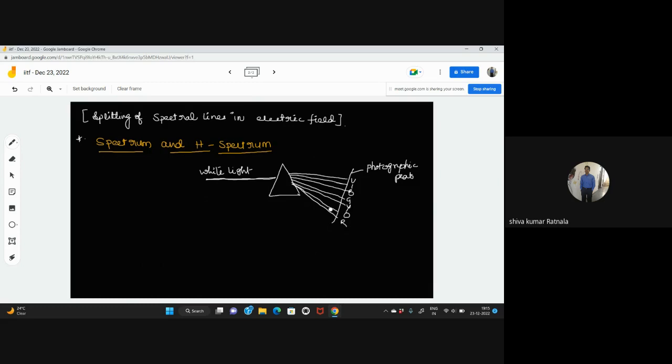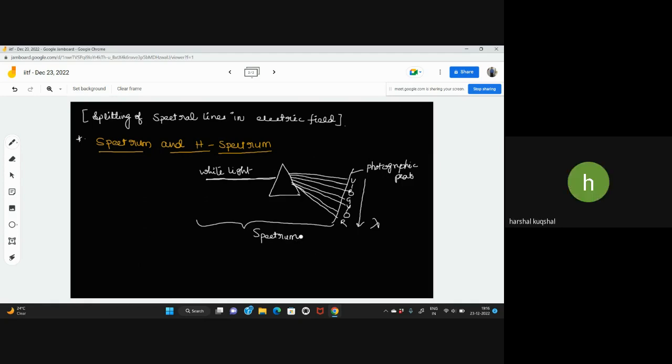Which one has the highest wavelength? Red. So the highest wavelength is for red, and the least frequency is red only. This entire setup, this entire process, we simply call a spectrum.